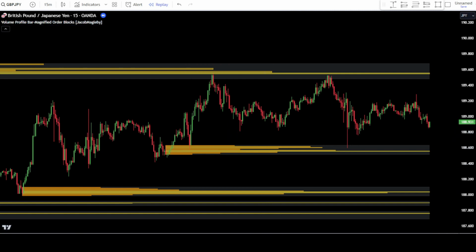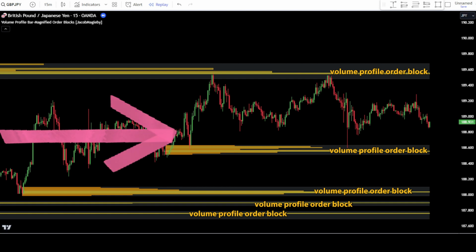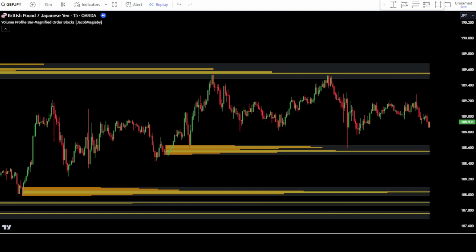As I mentioned earlier, the operation of the volume profile bar magnified order blocks indicator is similar to both the order block and volume profile indicators. The order block helps identify key areas, while the volume profile indicator shows the strength of these areas based on volume. The longer the bars on the volume profile bar magnified order blocks indicator, the larger and stronger the volume present. Also, please remember that this indicator operates on a minimum time frame of 15 minutes. If you use a time frame below 15 minutes, the indicator will not function.